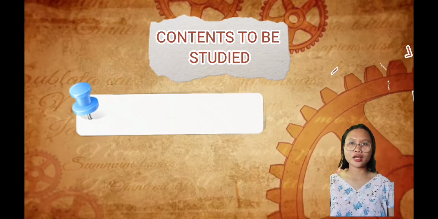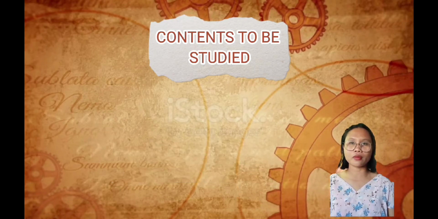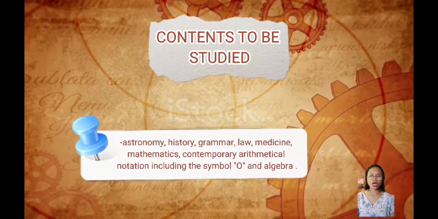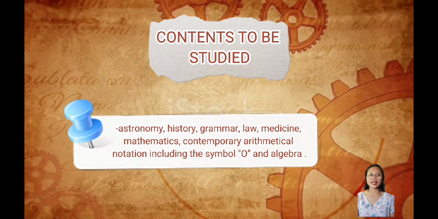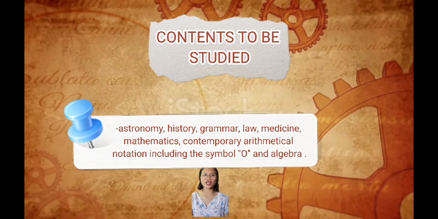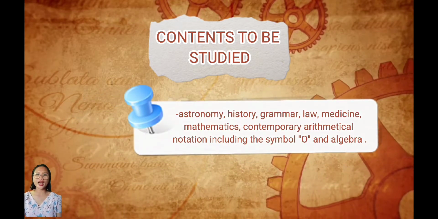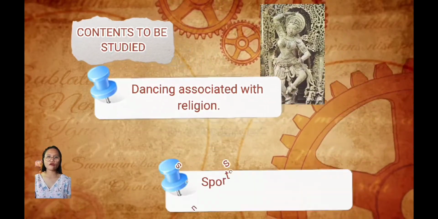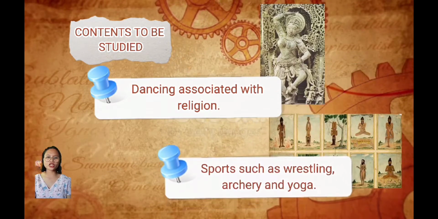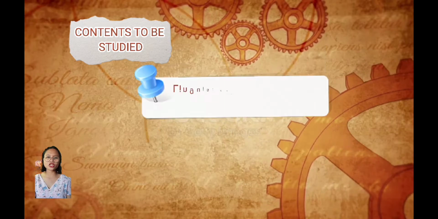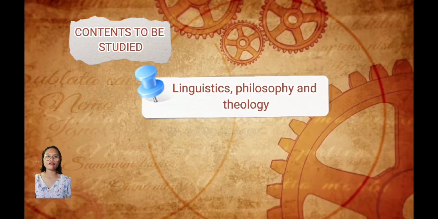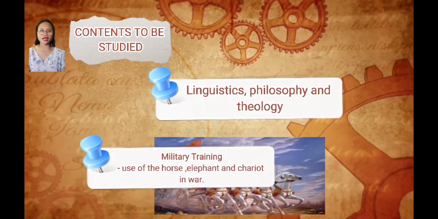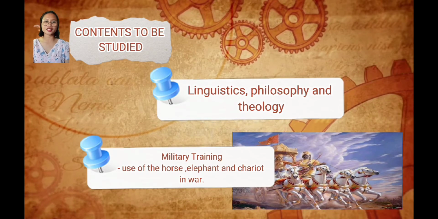Contents to be studied. First, literature for the Brahmins. Second, astronomy, history, grammar, law, mathematics, medicine, contemporary arithmetical notation, including the symbol zero, and algebra. Third, dancing associated with religion. Fourth, sports such as wrestling, archery, and yoga. Fifth, linguistics, philosophy, and theology. Number 6, military training, use of the horse, elephants, and chariots in war.